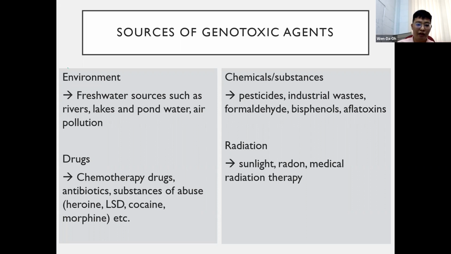Aside from that, you have substance abuse like heroin, LSD, cocaine, and morphine, which are sources of genotoxic agents. Chemicals like pesticides, industrial waste, and formaldehyde. Formaldehyde, you can find in furniture. Sometimes they use formaldehyde to bind certain things in the wood. That will be released if you are not careful. It can be released into the room, and because the room is enclosed, it can be absorbed by humans.